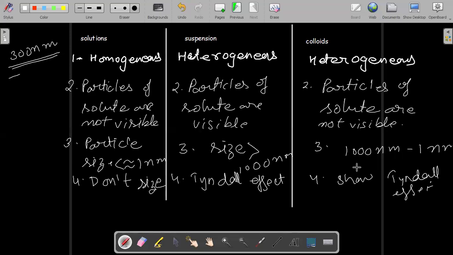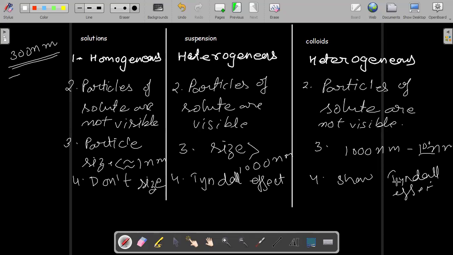So sir, in colloids, the fourth point, what you wrote, sir? They show Tyndall effect. Tyndall effect means... can anyone tell me what is Tyndall effect? The scattering of a beam of light due to the particles in the way of the light. See, the path of the light becomes visible.